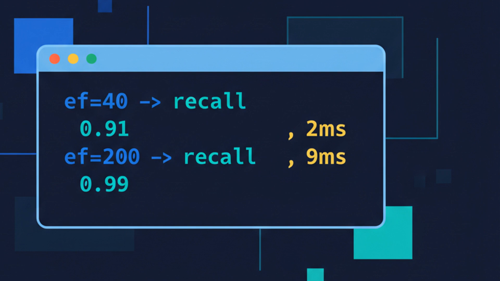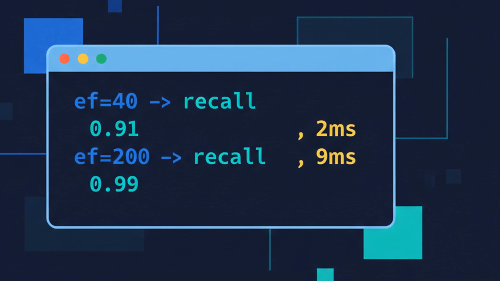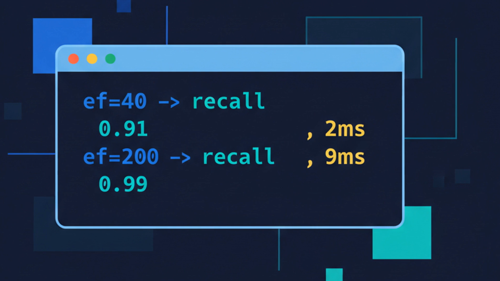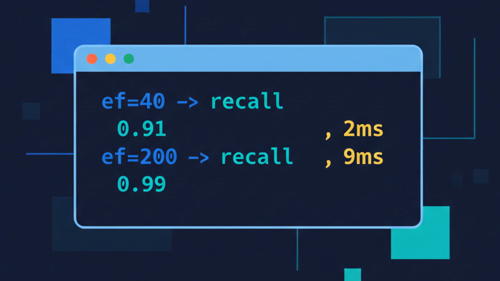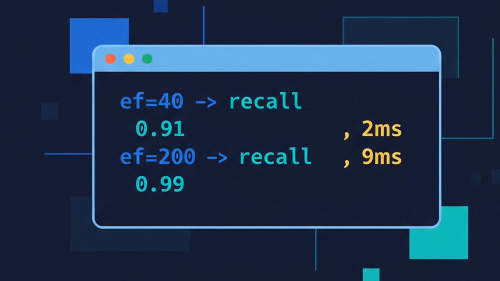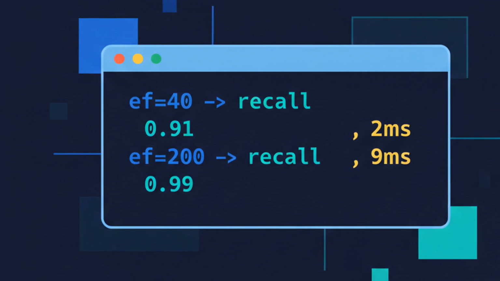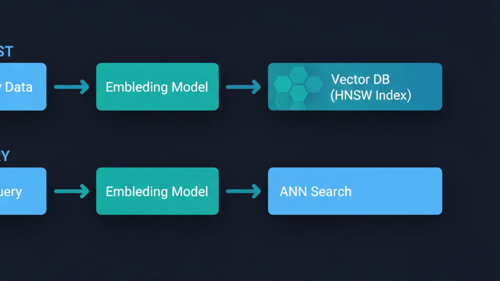One last nuance for the intermediate folks. Remember ANN trades accuracy for speed? Most vector databases let you tune that trade-off with parameters. In HNSW, a setting called ef controls how thoroughly the graph is explored at query time. A higher ef means more accurate results but slower queries. A lower ef means lightning speed, but you might miss some true neighbors. Knowing how to tune this is what separates someone who just uses a vector DB from someone who actually understands it.